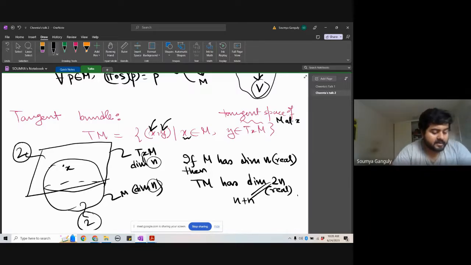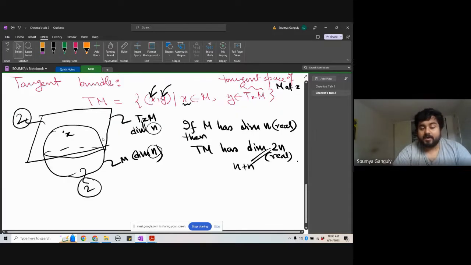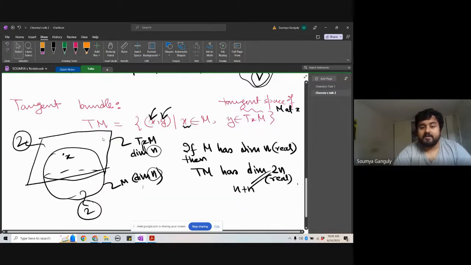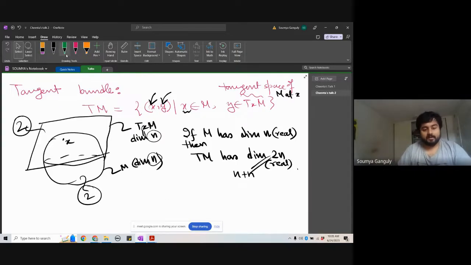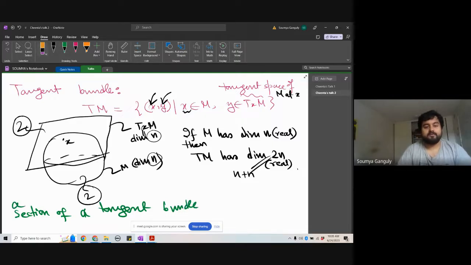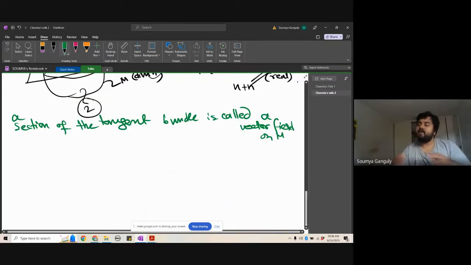So now, this is the tangent bundle. Now, we talked about sections of vector bundles above, right? So, a section of a tangent bundle, a section of the tangent bundle is called a vector field on M.